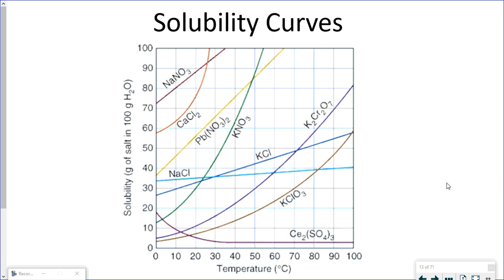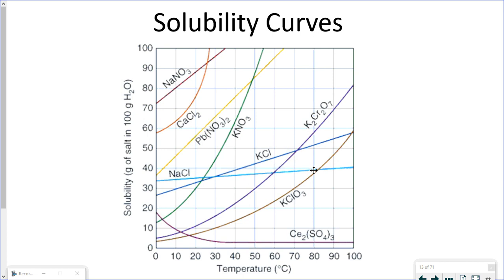You could also figure out if a substance is going to be saturated, unsaturated, or supersaturated. So say that at 80 degrees, I have 20 grams of sodium chloride dissolved, and I want to know if it's saturated, unsaturated, or supersaturated. Well, 80 degrees and 20 grams is right here, which is below the line for sodium chloride. So that would be an unsaturated solution if that point is underneath that line. At that temperature, a saturated solution would be on the line, so that would be right at about 39 grams.